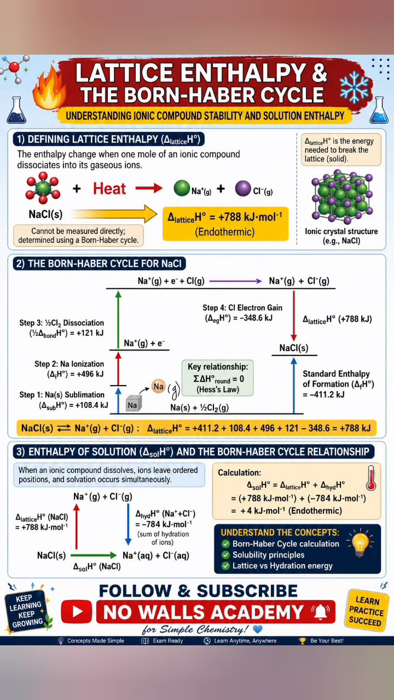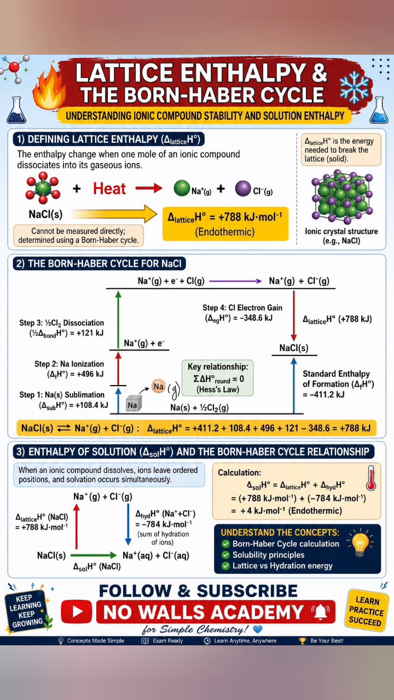Hi guys, let's learn lattice enthalpy and the Born-Haber cycle. Why is common salt so stable, and why doesn't it simply fall apart into ions? The answer is hidden inside something called lattice enthalpy.